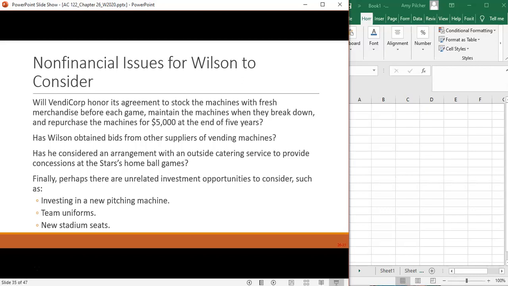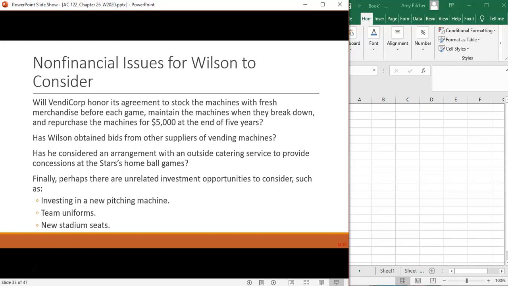So this company also needs to think about non-financial issues. Other things that they're thinking about are maybe they're not the best company to go with for vending machines. We've only gotten that one bid and maybe there are other arrangements. Or maybe we could have a catering service serve fresh food. Maybe we're not interested in serving vending machine food.